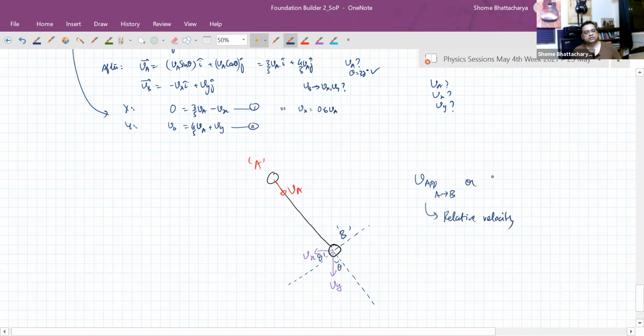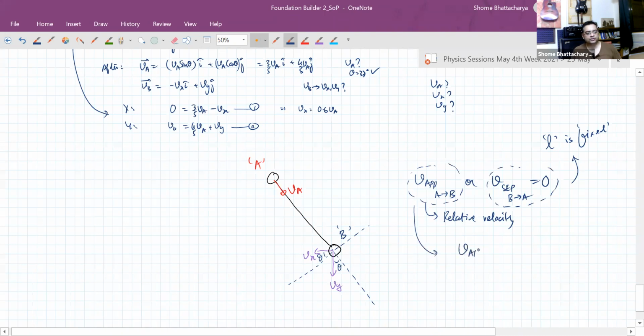Or the relative velocity of separation of A with respect to B or B with respect to A, whatever. Whichever of the two we consider, this has to be 0. Now, why? Because the thread length is fixed, so the distance between A and B is fixed. Whichever of these two quantities we calculate, the relative approach velocity of A towards B or the relative separation velocity of B from A, that should be 0. So let's calculate this now.